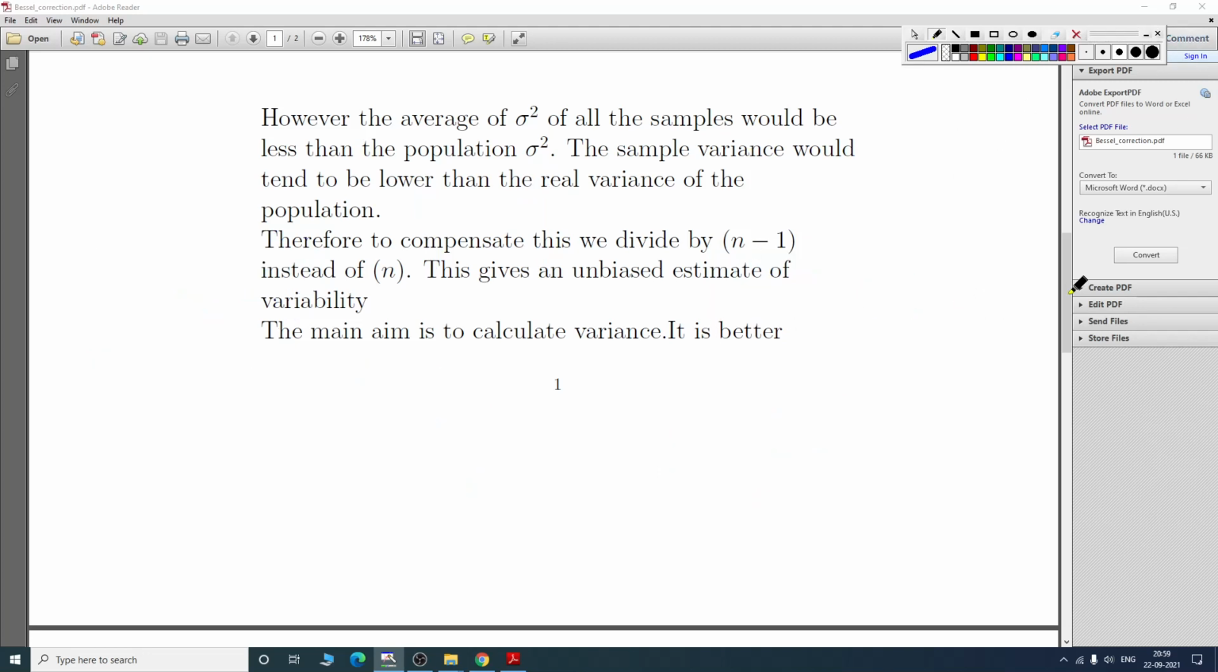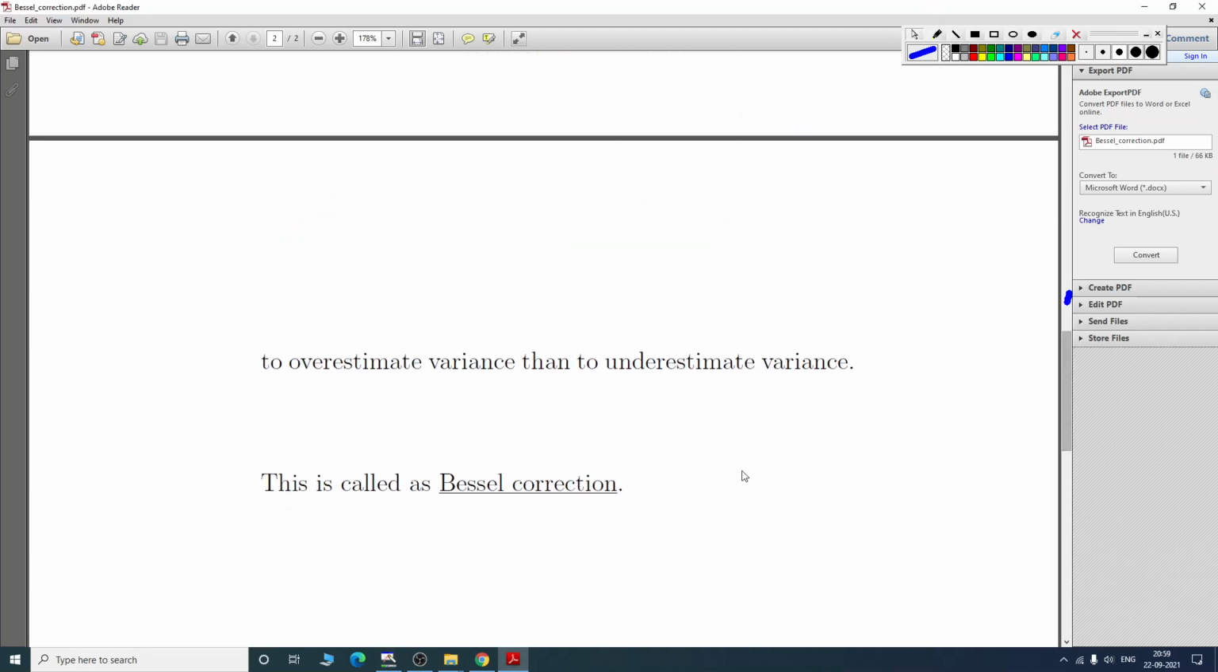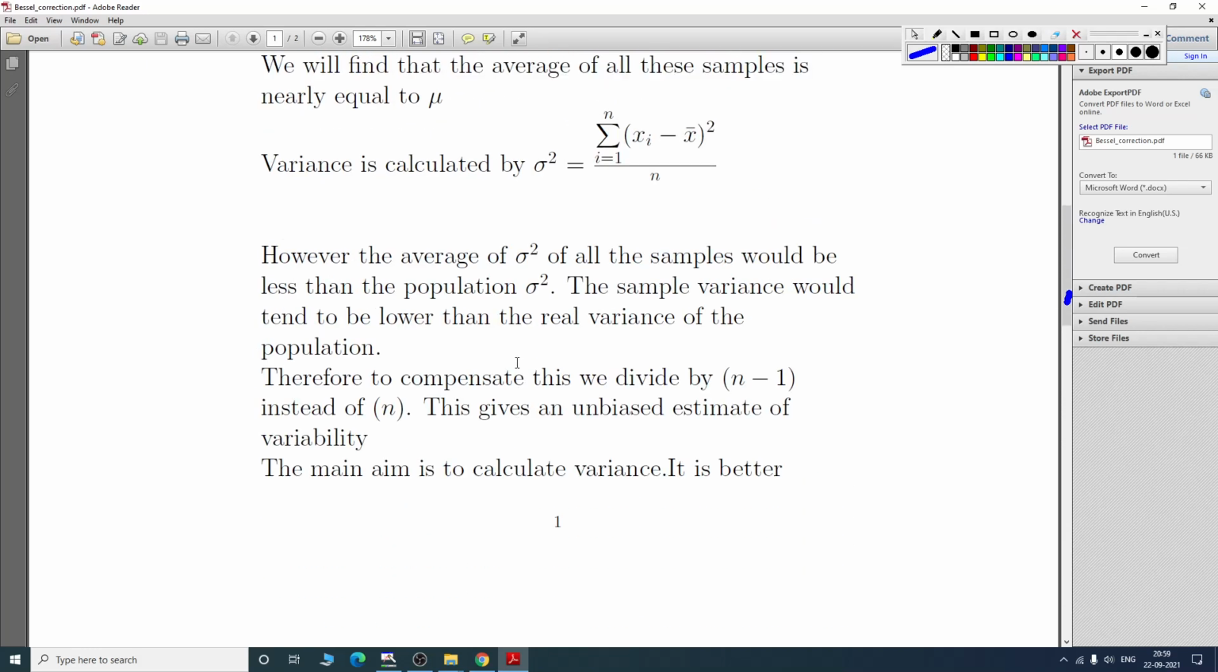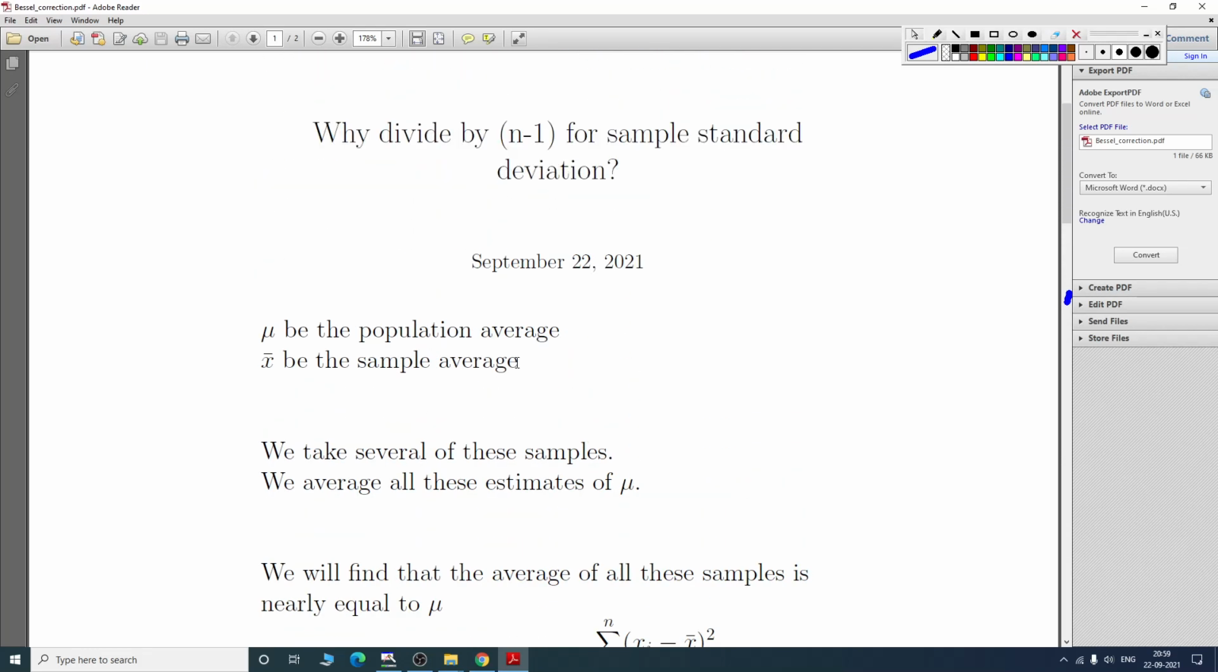This is known as Bessel's correction. Because of this Bessel's correction, we divide by n minus 1 and not n. I hope this topic was useful to you, and you got the gist of it. If you want to know more, please go through the mathematical details. Okay, thank you for patient listening.